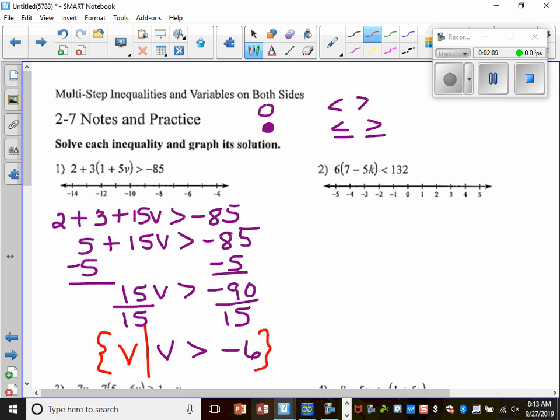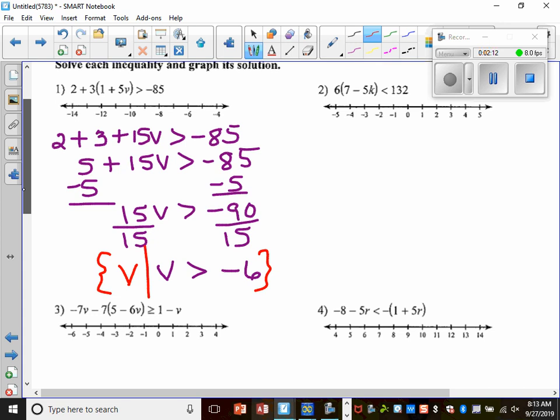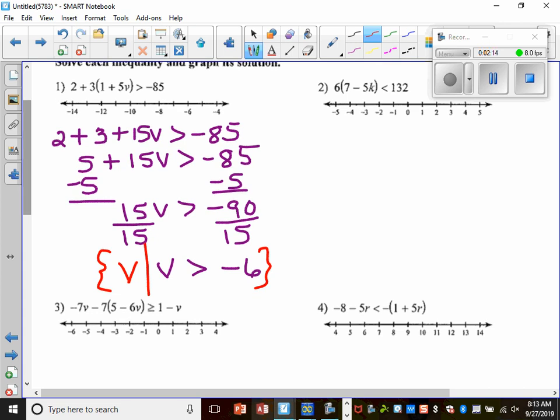Okay, so when we read this, I want you to know how to say it. So when we read it, we say v such that v is greater than negative 6. So this bar right here, we read that as such that. So when you have to call out answers, you'll know how to say the bar. V such that v is greater than negative 6. So since it's just a greater than symbol, we're going to put an open circle on negative 6, and then we're going to shade it to the right.